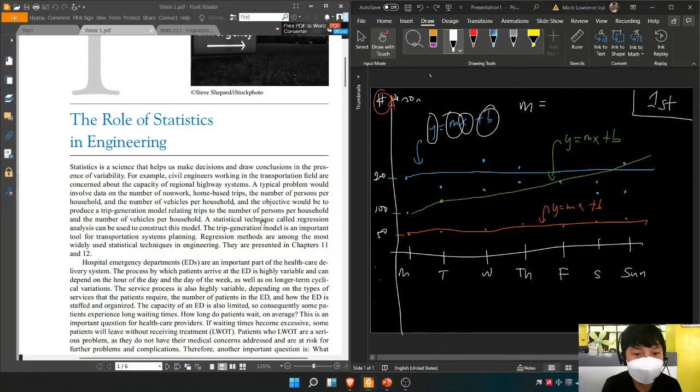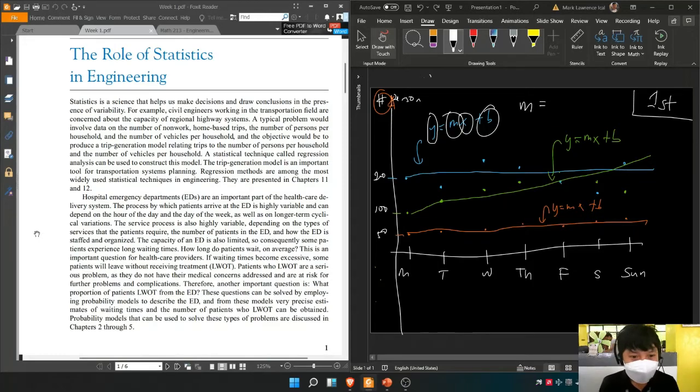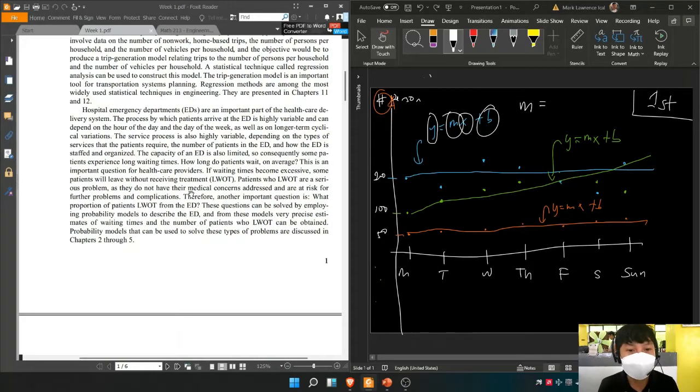So the statistical technique called regression analysis can be used to construct this model. The trip generation model is an important tool for transportation system planning. And take note, regression analysis is already a part of statistical analysis, one of the statistical tools you can use. So obviously, if you want to have a problem in your term paper, you can use regression analysis, which is very easy. Okay, I'm not going to talk about this one.